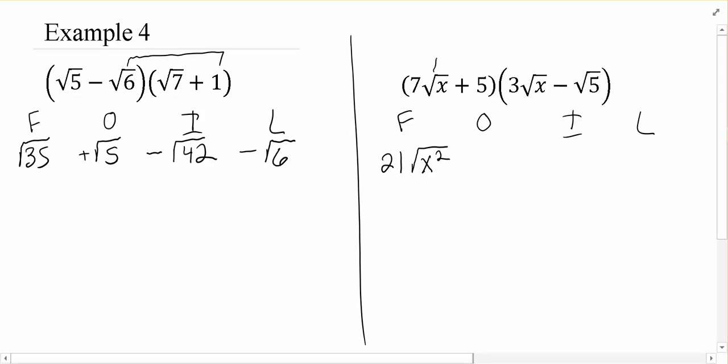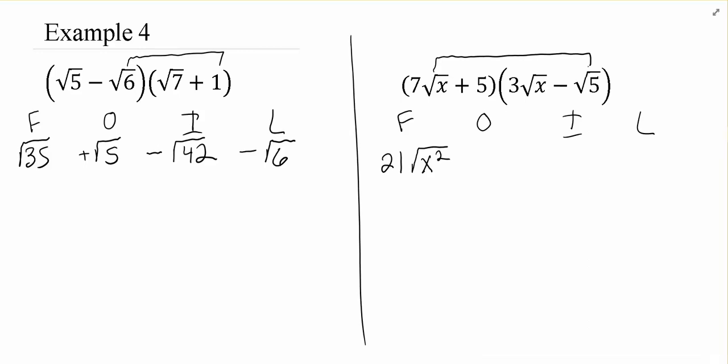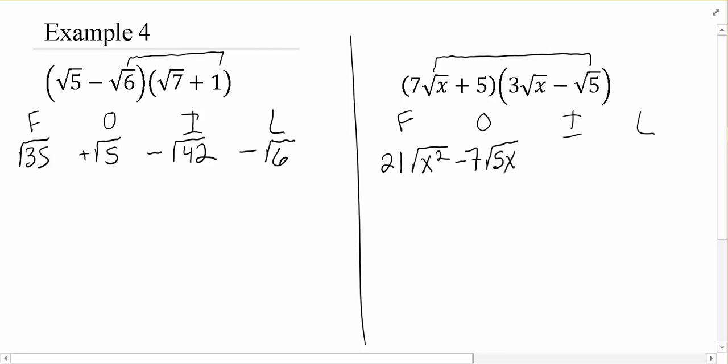Now let's do the O part of FOIL. Outside the radical, I have a 7 and a negative 1. Don't forget that negative there. That's going to get me negative 7. Inside the radical, I have a root x and a root 5. That's going to get me root 5x.